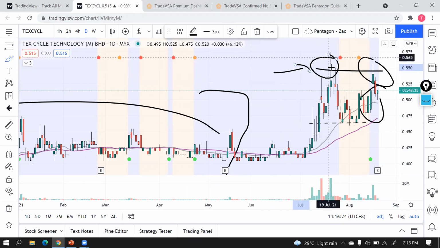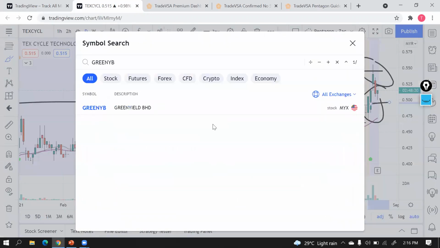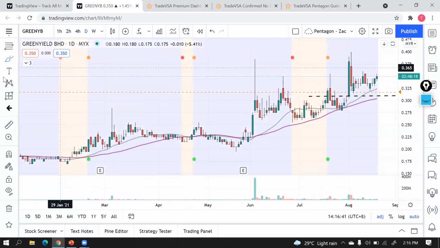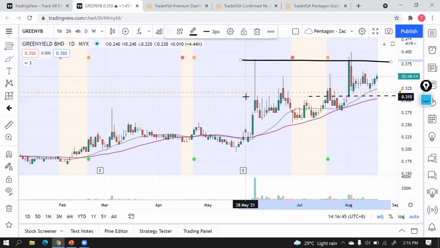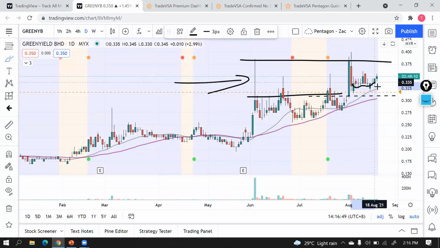Of course, the resistance is pretty strong. This is the long tail. So maybe it will go sideways for a while. You can monitor the 2040s area for any further strong weakness. It reminds me of how Green YB moves right now. They are trying to cross this area, but the resistance or selling is very strong. So now they are doing some sideways. Maybe Tech Cycle will move sideways first.